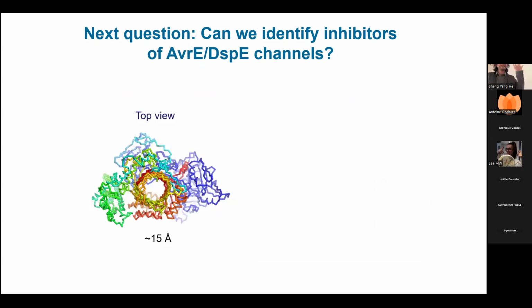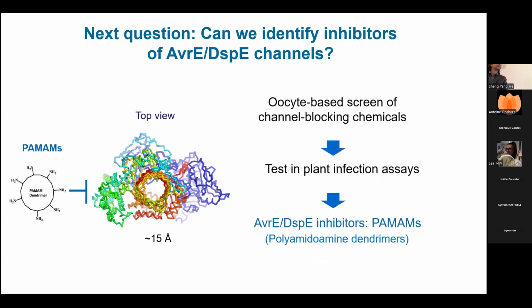So anyway, we think these are channel proteins. Once we identified that, we thought this is a chance to come up with a solution to inactivate this channel, because you can develop inhibitors that could inhibit these ion channels. So we screened for chemicals that could block this channel. I'm not going into this; it is actually very labor intensive. We started with oocyte-based screening and then did in planta infection. And we were lucky to come up with a particular group of compounds called PAMAMs, or polyamidoamine dendrimers.